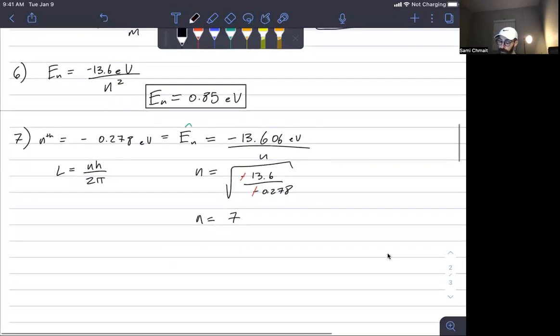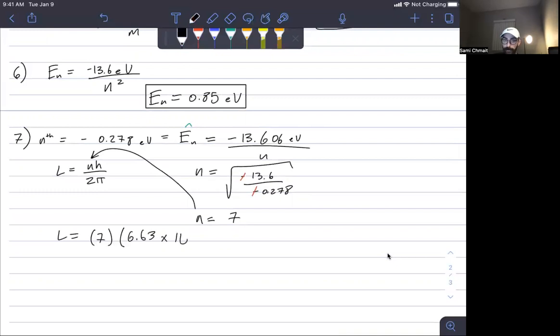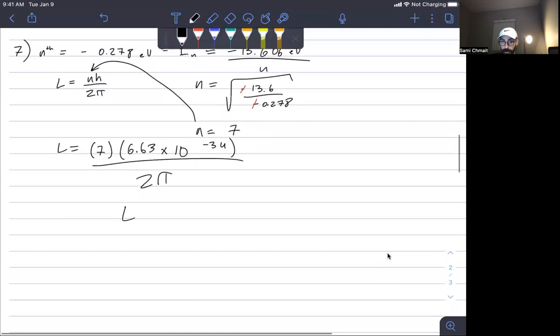Okay, so now we have n. We can plug that in right here. So L equals 7 times Planck's constant, 6.63 times 10 to the minus 34, divided by 2 pi. L is equal to 7.37 times 10 to the minus 34.